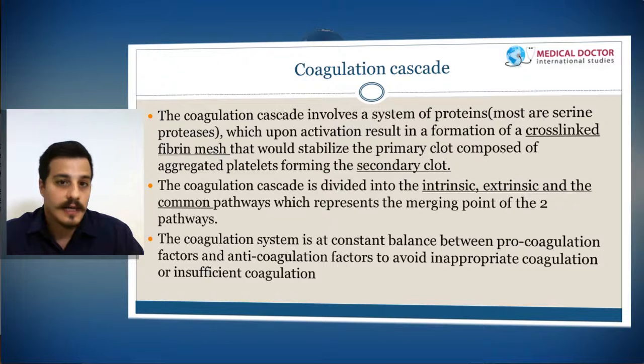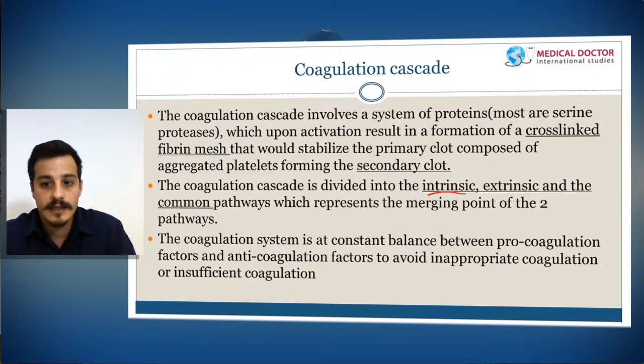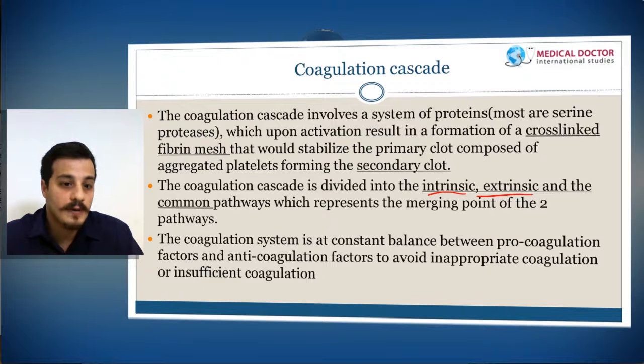Now, the activation of the coagulation cascade can be separated into two pathways. We have the intrinsic and the extrinsic. Both of them are going to meet at a common point and continue on basically the same. The merging point and the continuation is often called the common pathway.